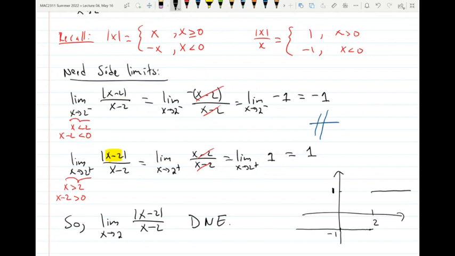And then, that's it. Open circle on both because it's not defined at 2. That's the graph of the function. So when you approach from the left, you get -1. When you approach from the right, you get +1. The limit does not exist because the side limits don't match. Okay? All right. Questions?